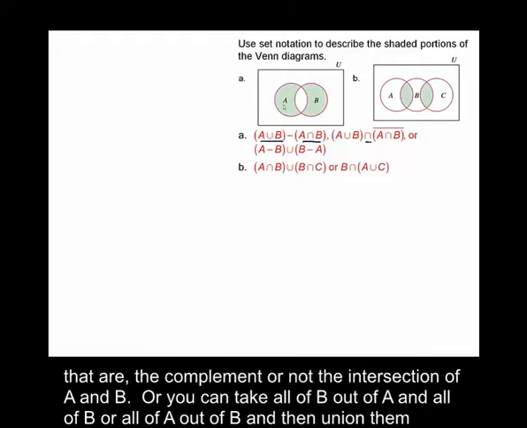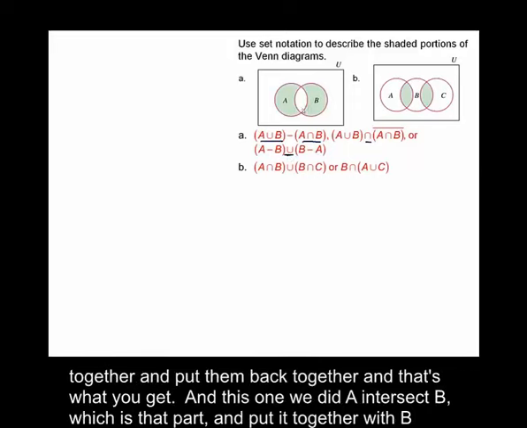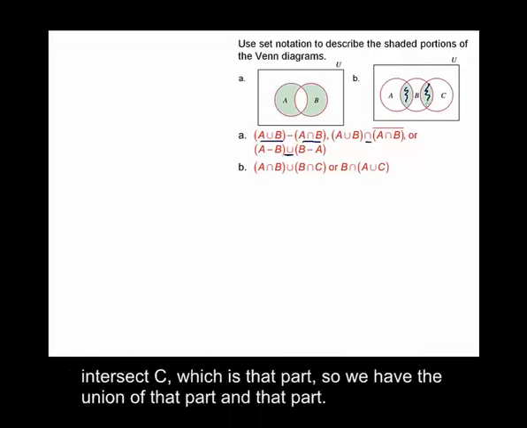Or you can take all of B out of A and all of A out of B, and then union them together, put them back together, and that's what you get. And this one, we did A intersect B, which is that part, and put it together with B intersect C, which is that part. So we have the union of that part and that part.